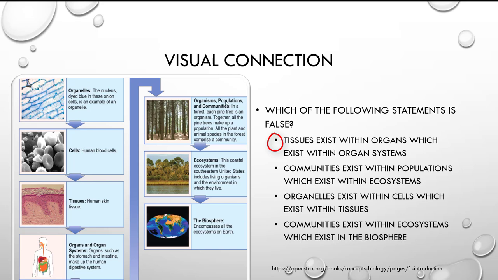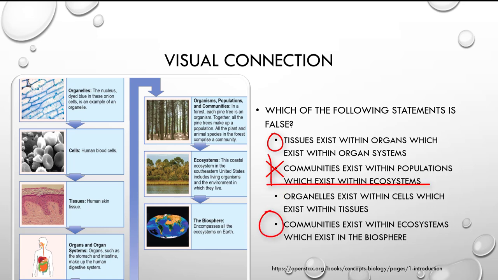Communities exist within populations? I think it's the other way around, right? Populations exist within communities. So that one might be false. Let's see if there's any other false ones. Organelles exist within cells? Yep. Which exist within tissues? Yep, that works. Communities exist within ecosystems? Yep. Which exist within the biosphere? Yep.